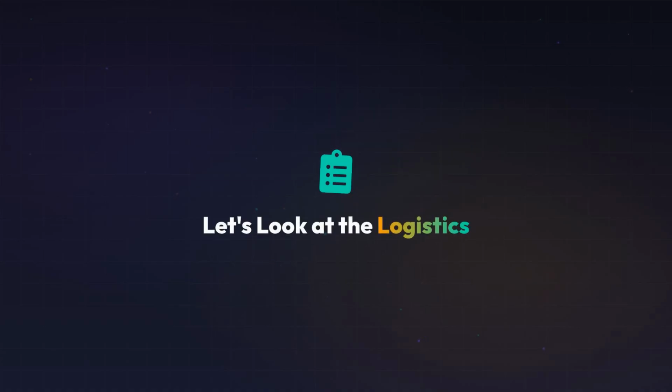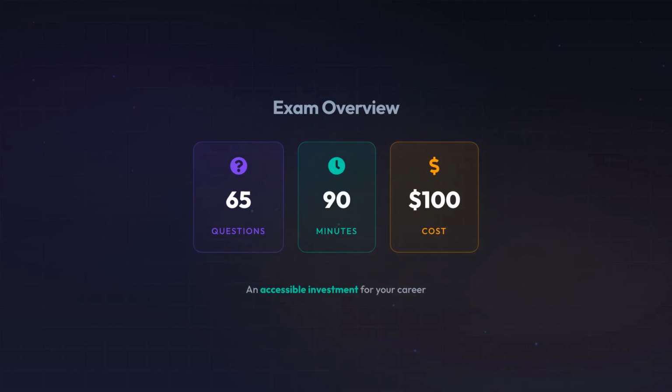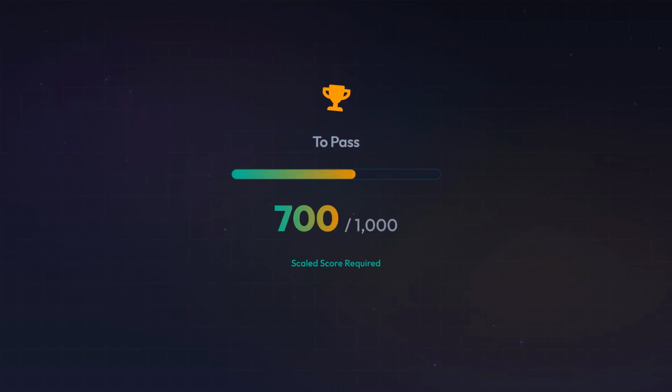Let's look at the logistics. The exam consists of 65 questions. You will have 90 minutes to complete them. The cost is generally $100, making it an accessible investment for your career. To pass, you need a scaled score of 700 out of 1,000.